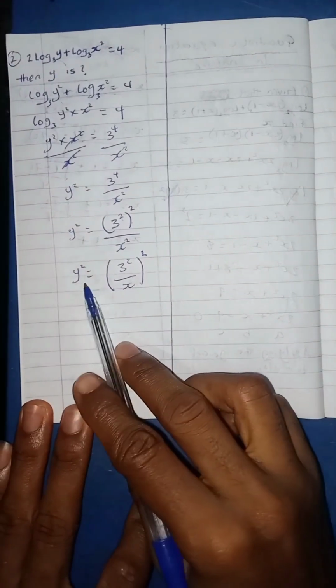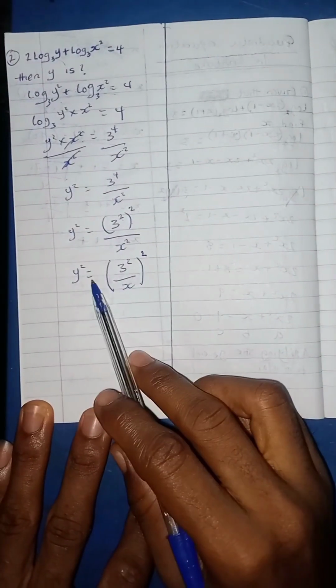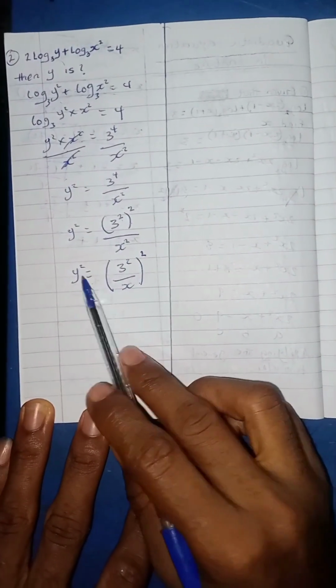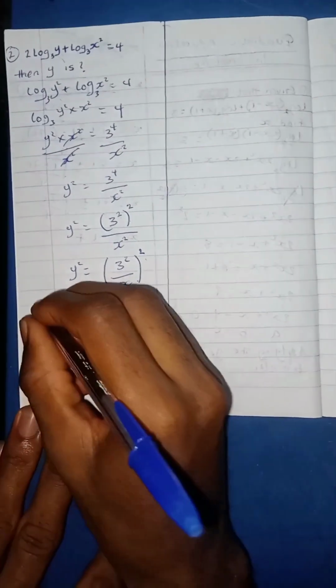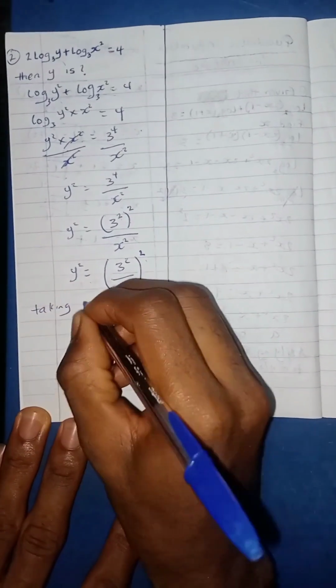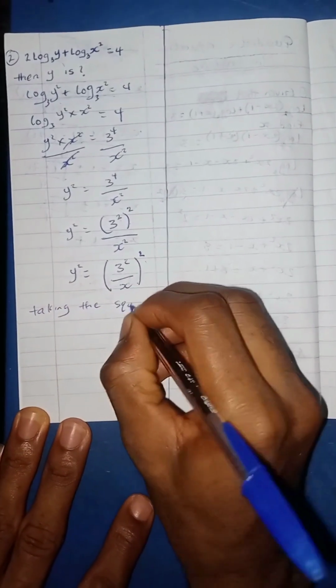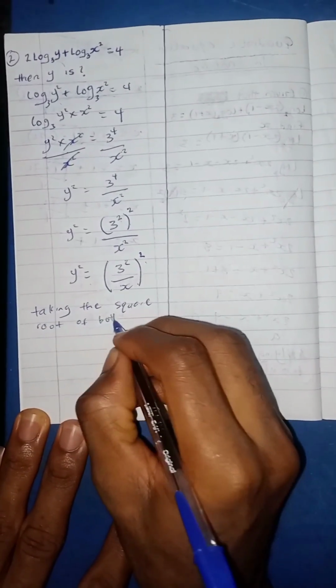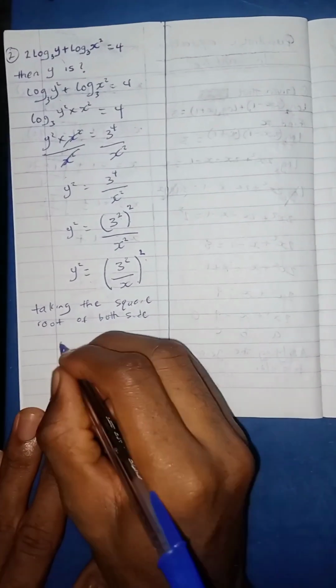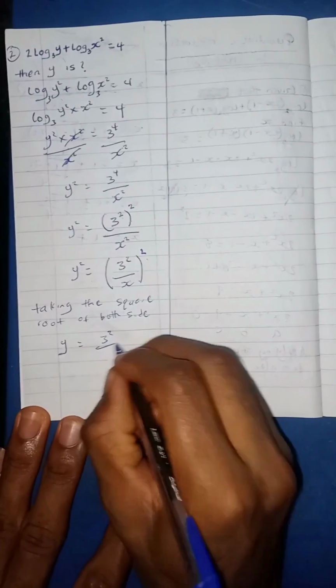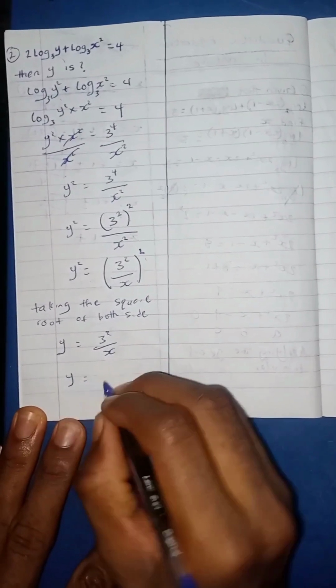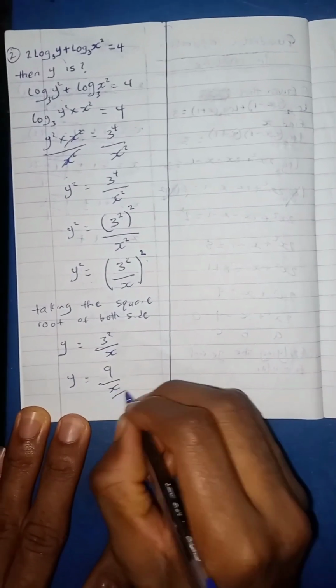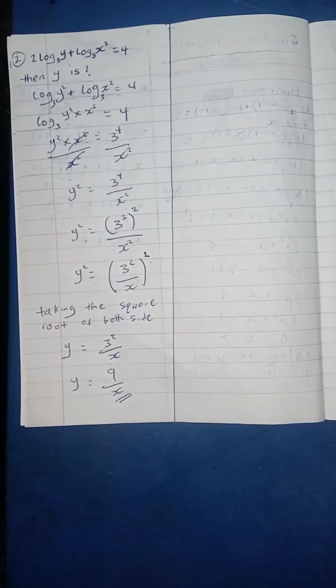So in this case now, if you take the square root of both sides, the square roots cancel. So taking the square root of both sides, we have y is equals to 3 squared over x. So we have y is equals to 9 over x. And this is your final answer for question 2.